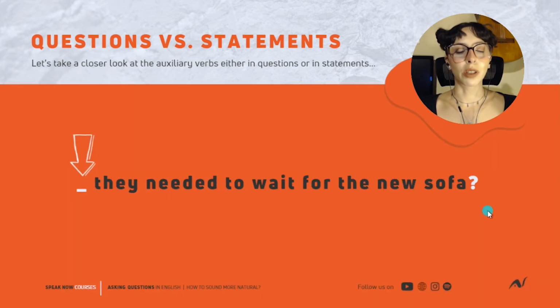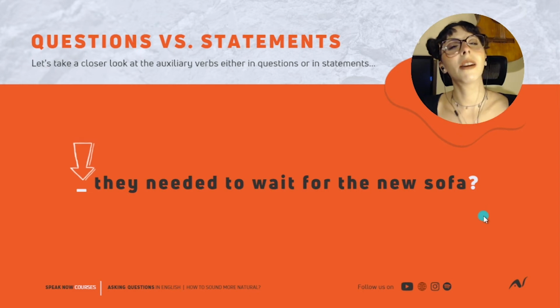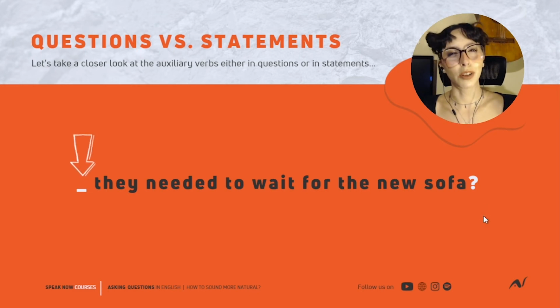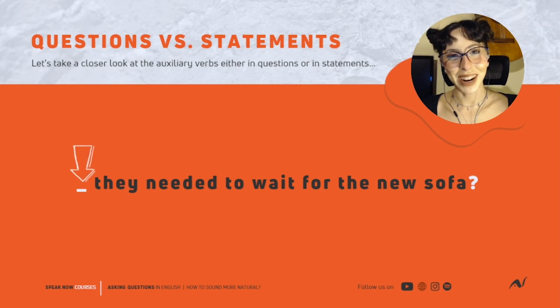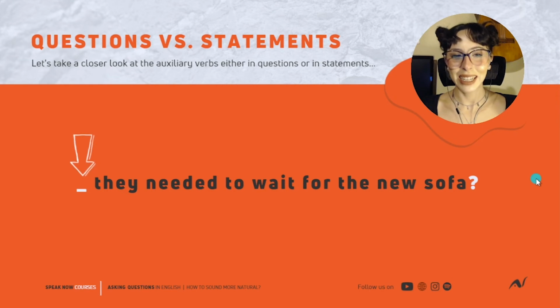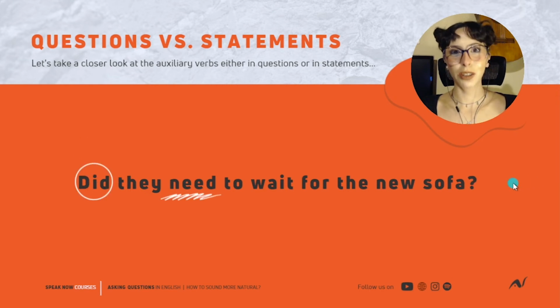If I want to transform this into a question, remember the auxiliary verb that we use for simple past? What is the past of do? All right, so if you thought about did, that's exactly what we're going to do. We're going to include did. And because we are including did, the verb need stays in the base form.